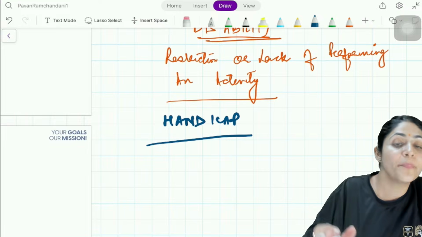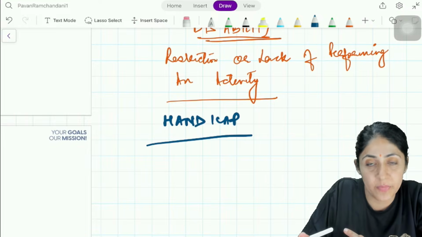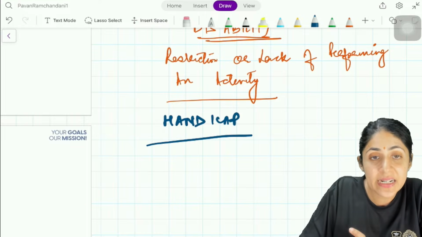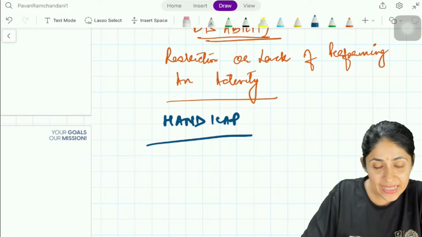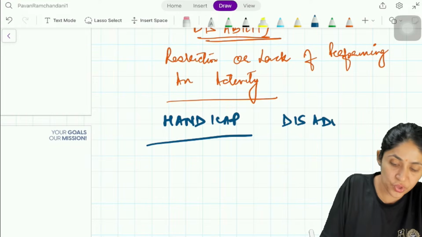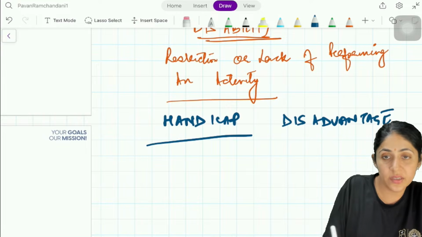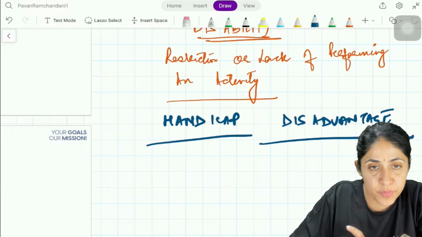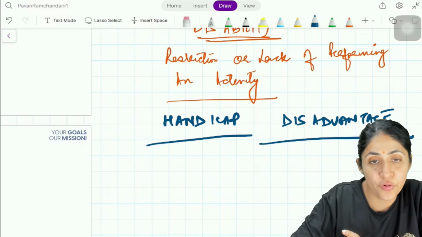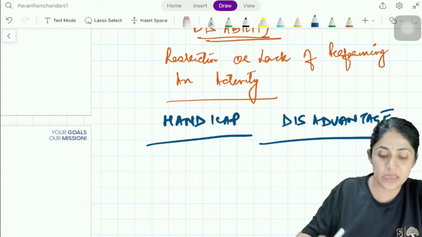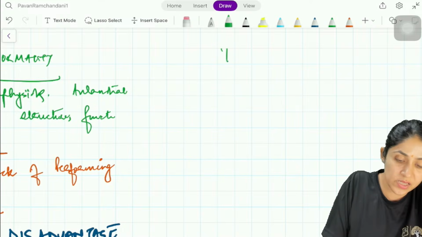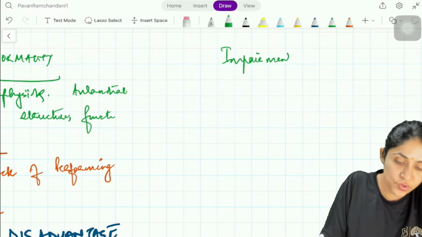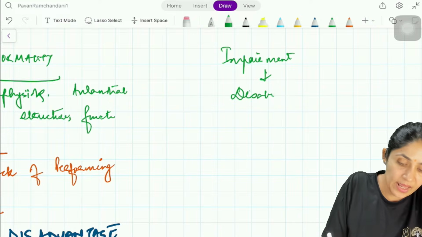So impairment is any loss or anything which is abnormal, suppose in a person's structure. Disability is that because of the impairment you cannot perform a particular activity. Handicap is a permanent disadvantage, where the role that is expected of a person is not being fulfilled. That is basically handicap. So the sequence is: impairment leads to disability and that further leads to handicap.